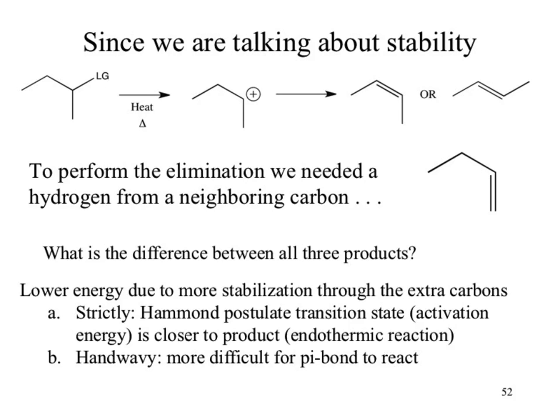And it's all looking at that stabilization. Strictly, we can't use that hand-wavy electrons moving around. It goes back to the Hammond postulate. Our transition state is closer in energy to our product because it's an endothermic reaction. That's why we see the trans forming over the other 2.